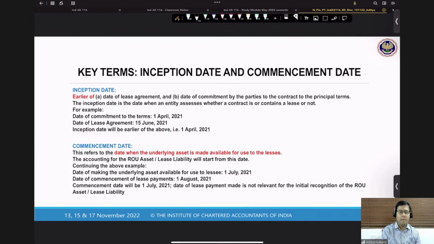We have seen this application in multiple places. I will tell you where you have seen it. You have seen it in fair valuation: if the principal market is not available, we go for the most advantageous market. What is the most advantageous market? It is the market which maximizes the net proceeds.